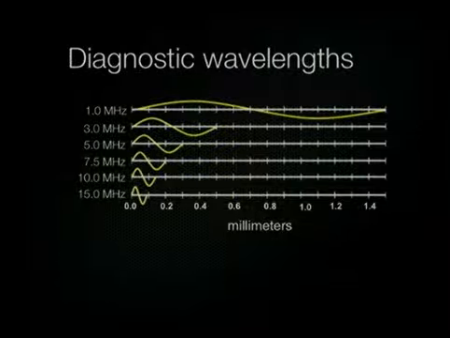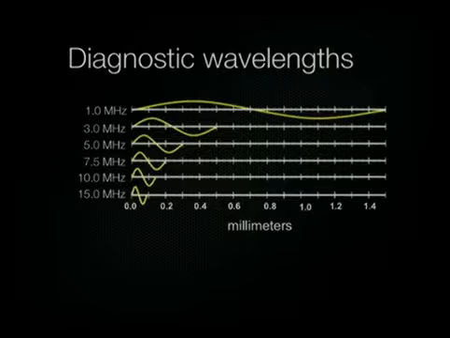Axial resolution is related to the wavelength or frequency. As we can see in this graph, as the frequency increases from 1 megahertz to 15 megahertz, the wavelength associated with that frequency decreases. At 1 megahertz, the wavelength is approximately 1.5 millimeters, whereas at 10 megahertz, the wavelength is approximately 0.15 millimeters.